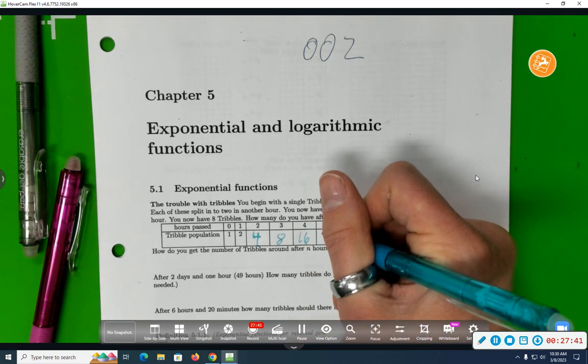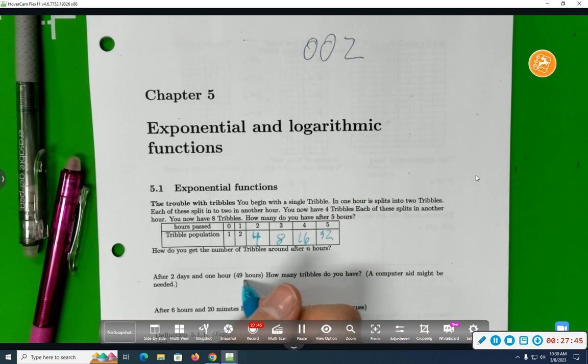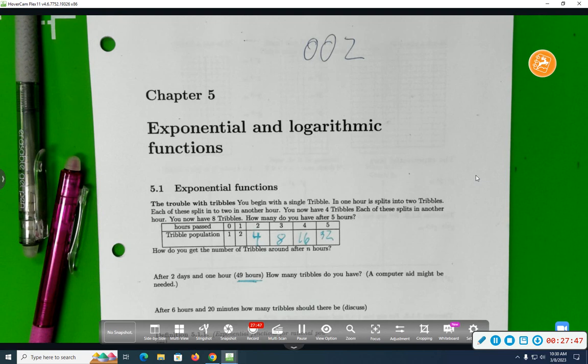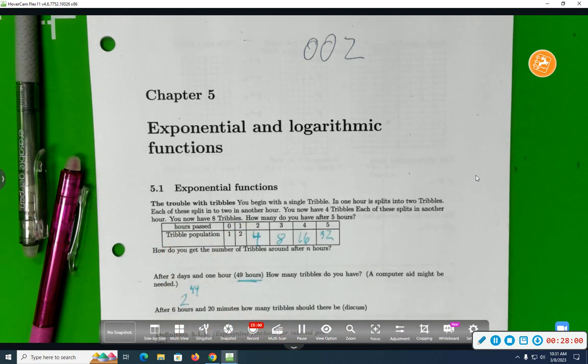At time equals 5 hours? Let's jump up by a whole lot. After 49 hours, how many tribbles will you have? Yeah, so the fancy way of saying it is 2 to the power of 49.